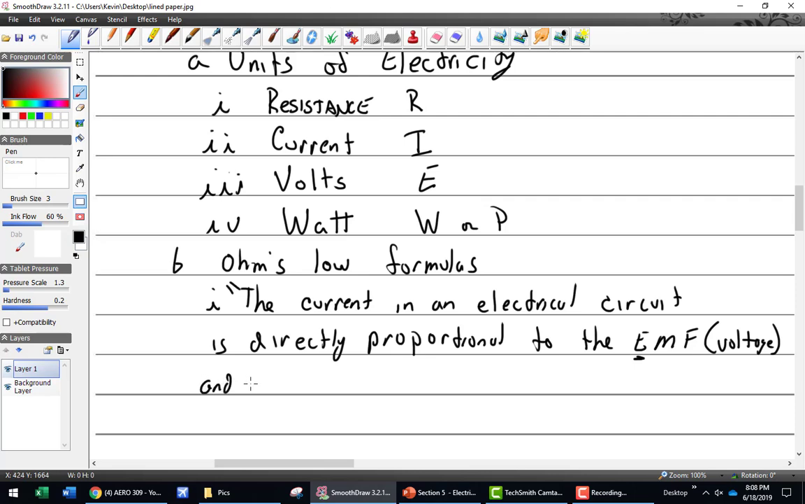And inversely proportional to resistance. So inversely proportional to resistance. So what happens if the resistance goes up? It goes down. That's the inverse. This is proportional. This is the inverse. So a proportional, they go up together. Inverse goes the other way. So if resistance goes up, current's going to go down.